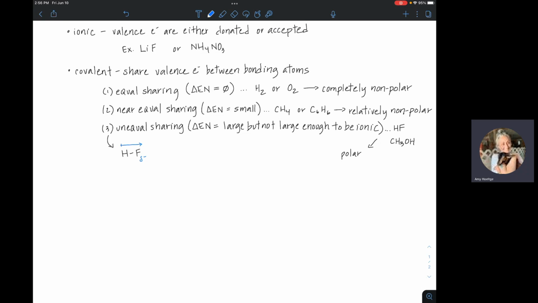It's like a tug of war, right? Imagine that the 2 electrons that are being shared between those atoms are the rope in the tug of war, and fluorine is kind of winning, right? Hydrogen, therefore, has a partial positive charge. And so we say this is going to be a polar covalent bond.